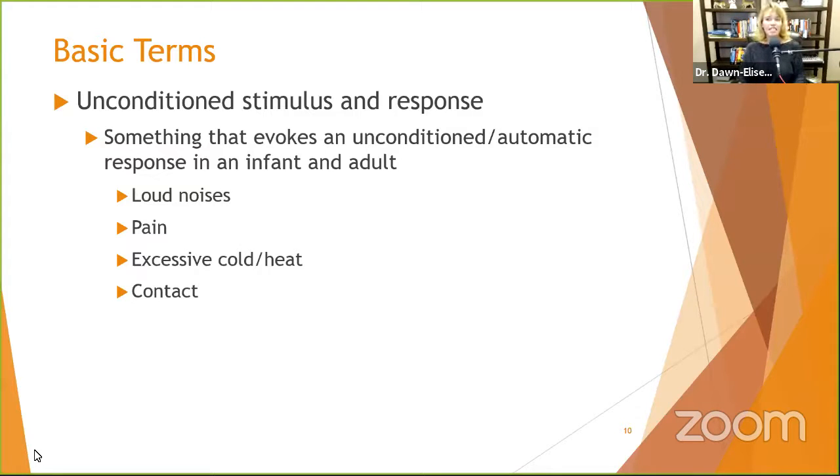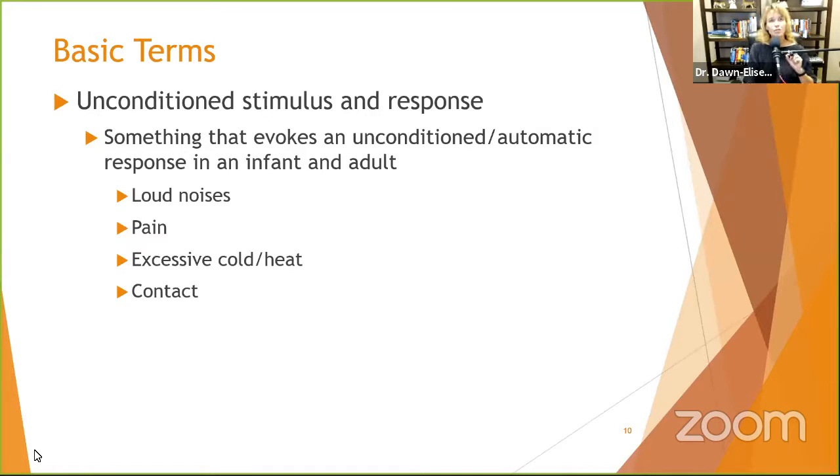Something that evokes an unconditioned or automatic response in an infant and an adult is an unconditioned stimulus. So we all have unconditioned stimuli. Loud noises, for example. If a child has never been exposed to a loud noise before and they're exposed to one, they're going to startle. If an adult is sitting in a quiet library and a car backfires right outside the window, they're going to startle. That's part of our innate reaction.